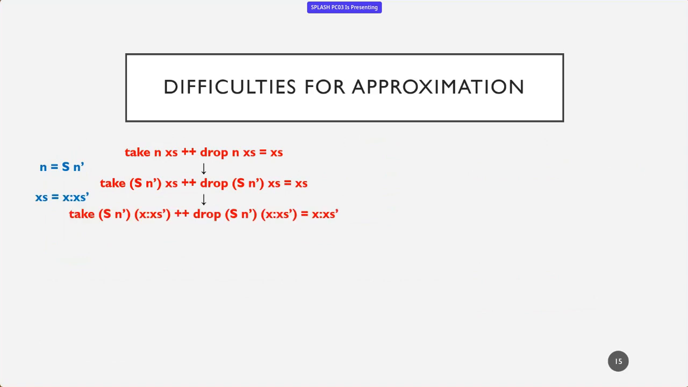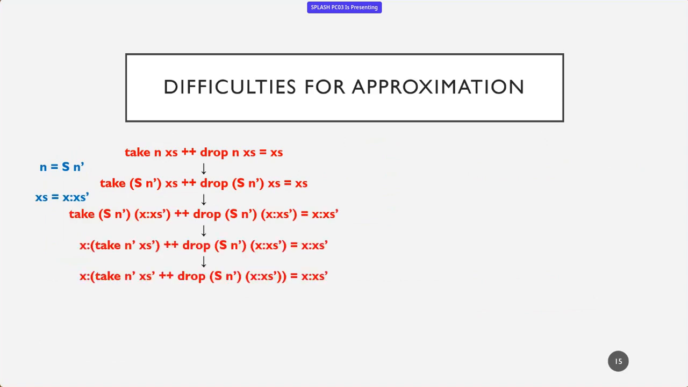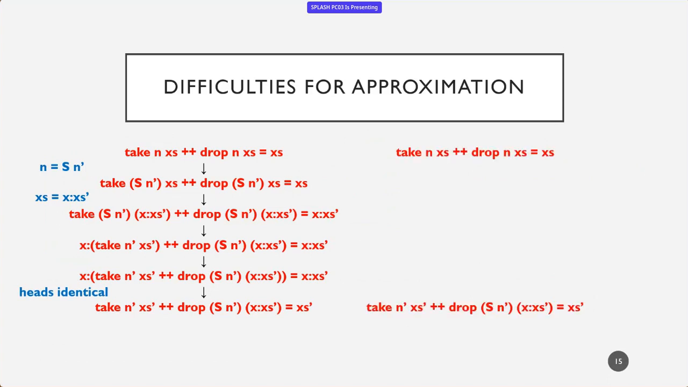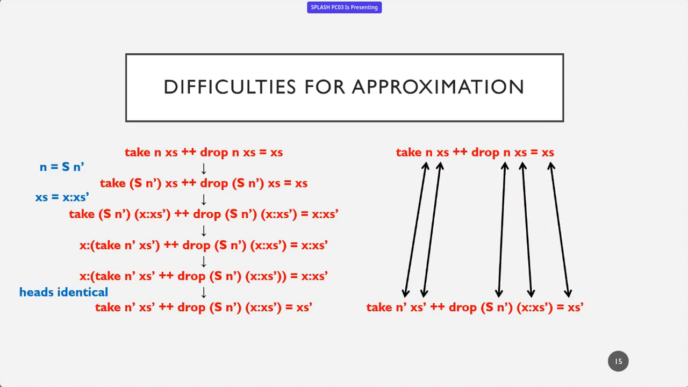If n is a successor and xs is non-empty, we can do some simplification on the left-hand side. We can eventually remove the list heads because they're identical and move to considering only the list tails. And then at that point, it looks like we have an expression pair that should be usable for coinduction with the original expression pair. We have n prime and xs prime replacing n and xs in the take application, but in the drop application we have successor of n prime and x cons xs prime instead. This is an inconsistent mapping, so we can't actually use coinduction here.